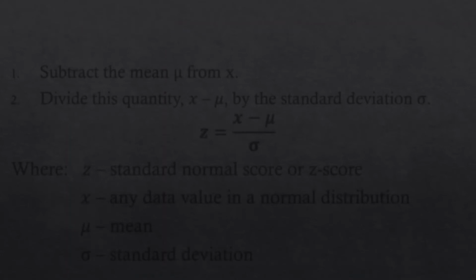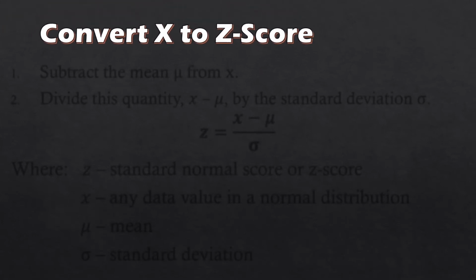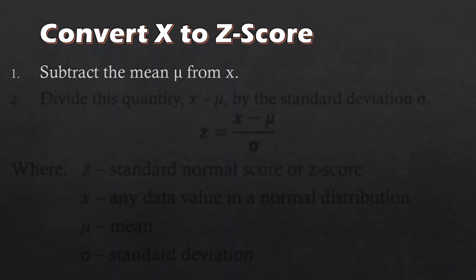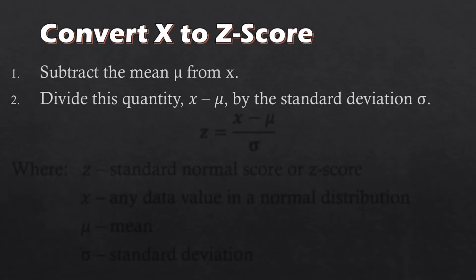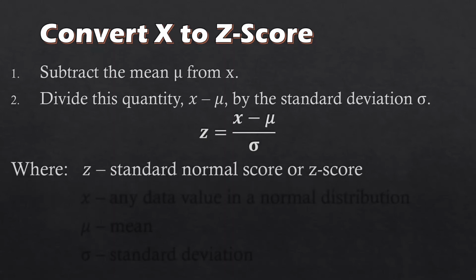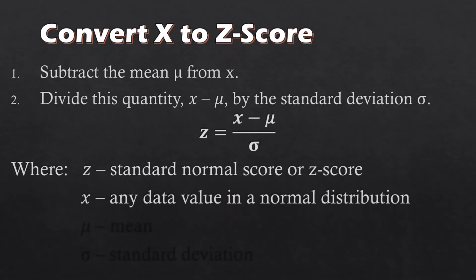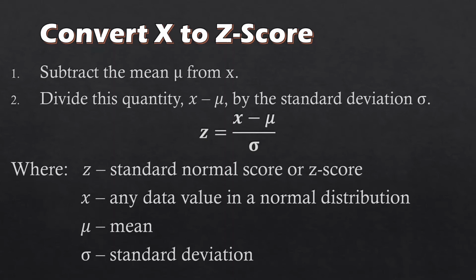Now we are going to discuss how to convert the X value to a Z-score, also called the standardized value. First, subtract the mean from X, the given score. Second, divide this difference, X minus mu, by the given standard deviation. So we have the formula Z equals X minus mu, all over sigma. Here Z is the standard normal score, or Z-score, X is any value or score, mu is the mean, and sigma is the standard deviation. Let us apply the process of standardizing in some examples.